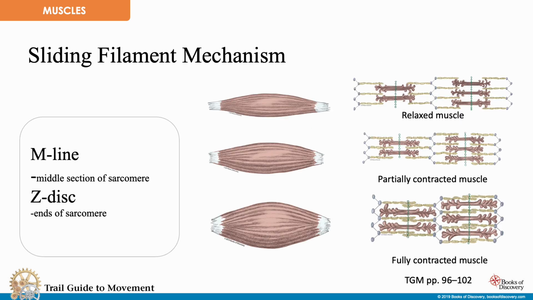Sliding filament mechanism. Muscle contraction happens through the sliding filament mechanism. The filaments don't shorten, they slide past each other. As contraction increases, Z discs move closer together, sarcomeres shorten, the muscle shortens overall, and relaxation is simply this process reversing.